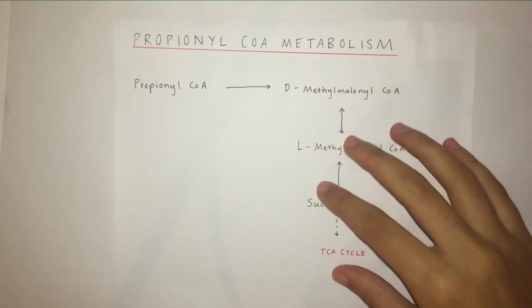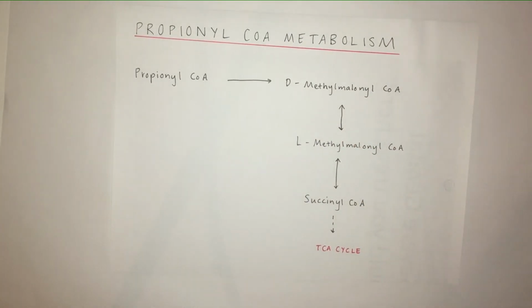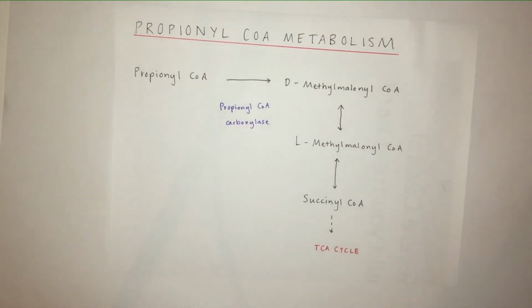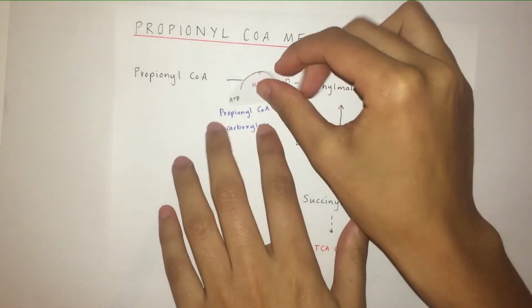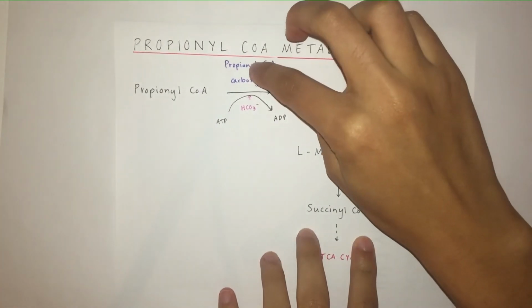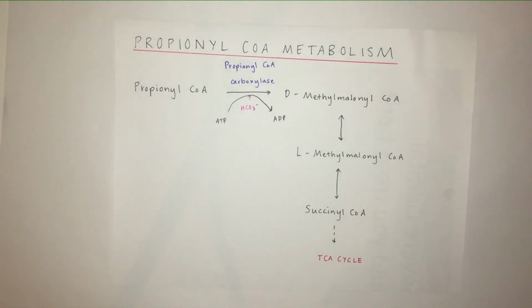So let's have a look at propionyl-CoA metabolism. Propionyl-CoA is broken down to D-methylmalonyl-CoA first, through propionyl-CoA carboxylase. Remember, this is the 3-carbon molecule that got taken off from our odd-numbered fatty acid at the end of the process. In propionyl-CoA carboxylase, an ATP is used, and a bicarbonate ion is required. In this process, biotin is a cofactor.